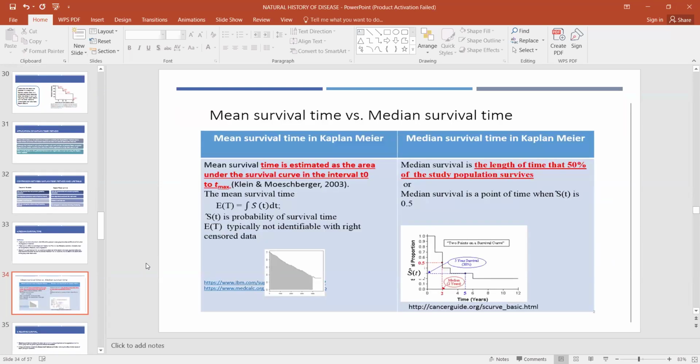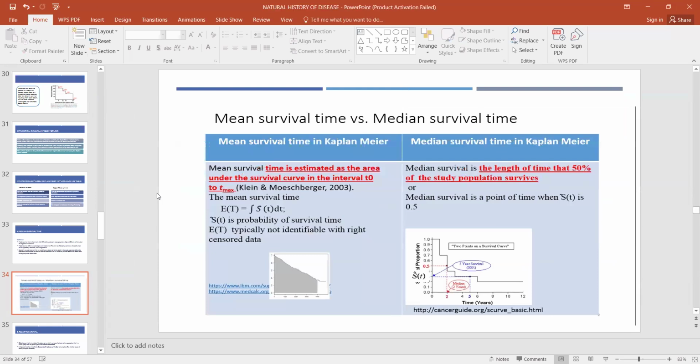This is the mean survival time versus the median survival time. Mean survival time in Kaplan-Meier is estimated as the area under the survival curve, in the interval up to T max. Whereas median survival is the length of time that 50% of the study population survives.